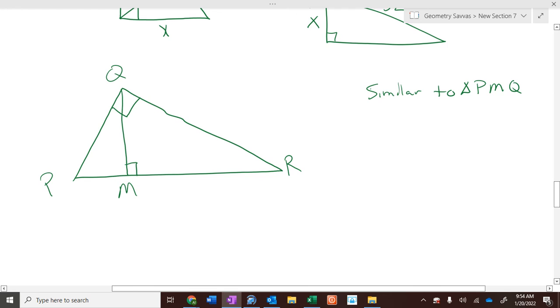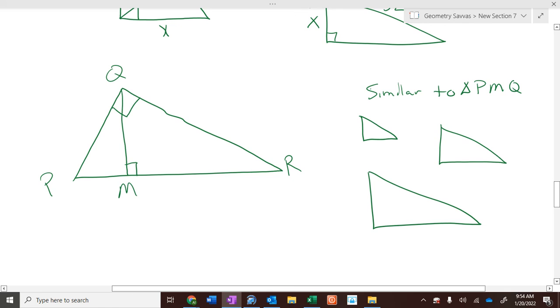Okay, which two triangles are similar to triangle PMQ? Again, you have to draw out baby, mama, and papa. Baby, what's the right angle? M. What's the short side? PM. What's the other angle? Q. Mama, what's the right angle? M. Short side, MQ. The other angle? R.